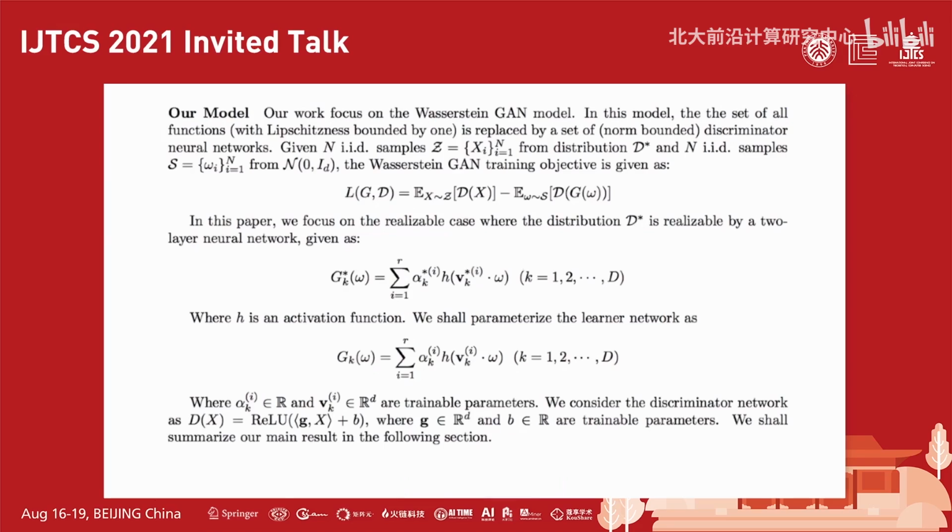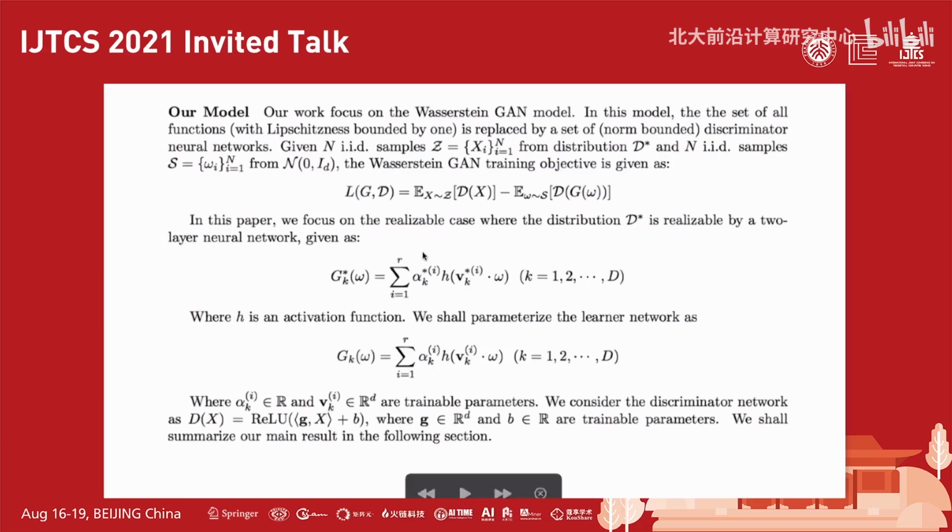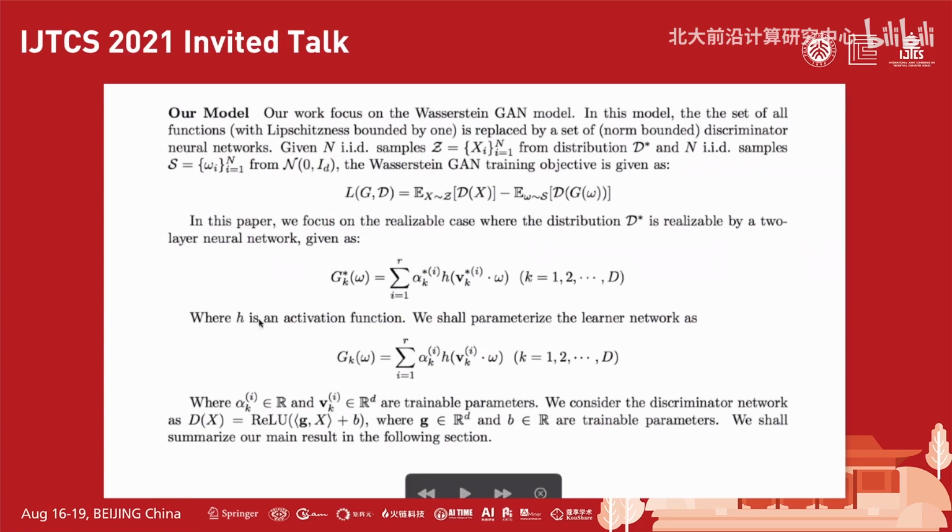Actually, this is a very useful and widely used assumption, because if we want to do something theoretical, we have to assume that the target distribution is realizable by a 2-layer neural network. Otherwise, it may not converge. We may not get what we want. Here, H is an activation function. It may be ReLU, hyperbolic tangent, or some other function. But in this paper, we are thinking about some special activation functions, from polynomial functions to the more general ReLU functions. Here, alpha and V are trainable parameters, and we consider our discriminator network to be a ReLU function.